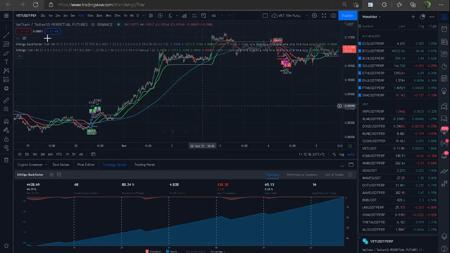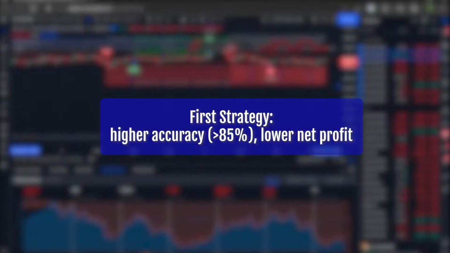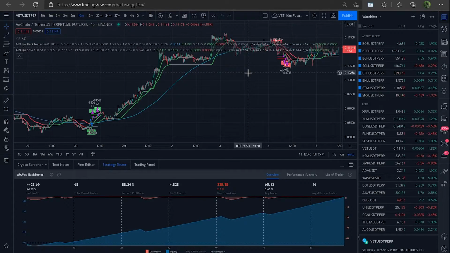I have here the V-chain pair, and I have the same pair here for 2 strategies. So the first strategy would be we keep the take profits quite low so that the chance of hitting the take profits is quite high, which means the success rate, which is the percent profitable here, is quite high as well. I have the indicator already set up here.